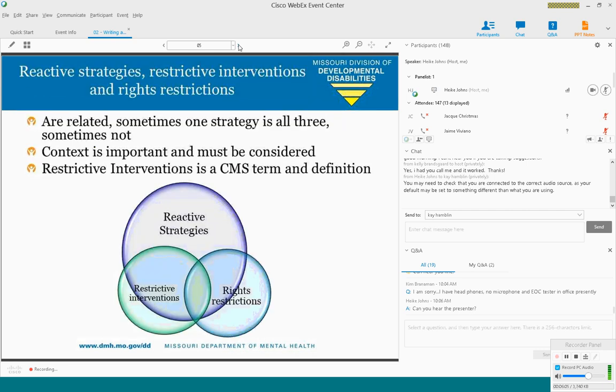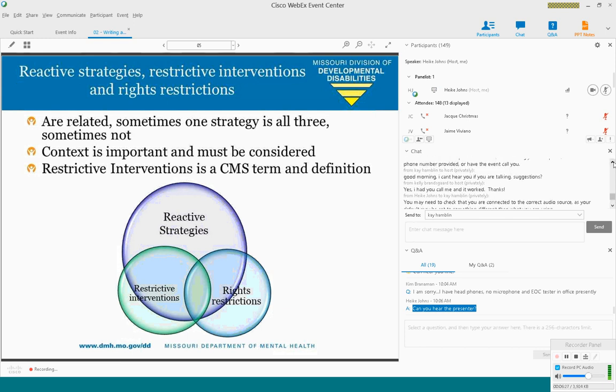So let's talk a little bit about reactive strategies, restrictive interventions, and rights restrictions. So these are all kind of related. This is a nice little graphic that Dr. Rogers came up with, and it's a Venn diagram kind of showing you how everything overlaps a little bit. It's really important to recognize that sometimes you have strategies that fall in one but not the other, and sometimes you have strategies that fall into all three. So it's really important to recognize what the context is.